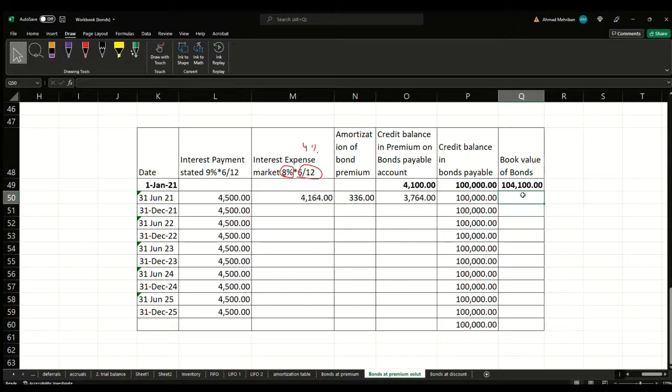And the book value, however, is going to change. The book value now is going to be 104,000.